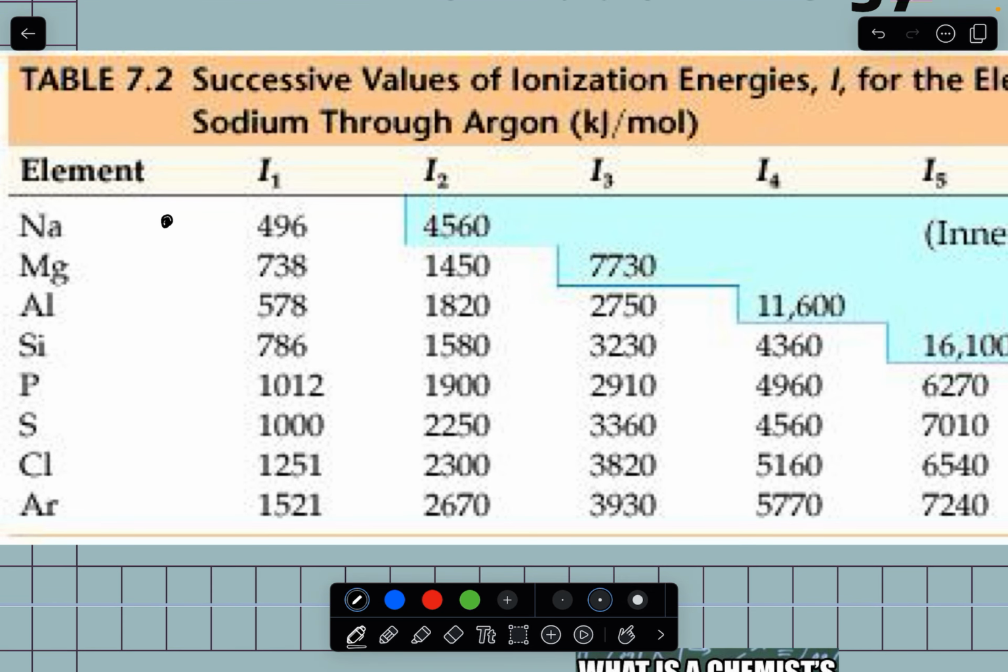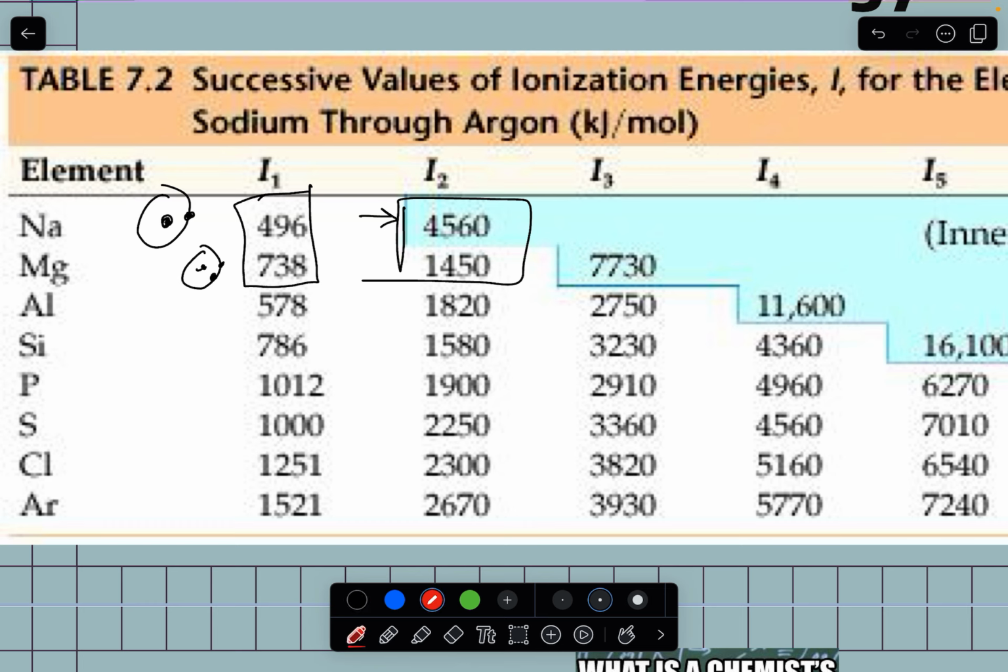I'm just going to draw the valence shell. It only has 1 electron in the valence shell. Magnesium has 2 electrons, right? So that's why when you look at these ionization energies, I1 is low for both of them. But I2, you'll notice that it's significantly higher for sodium than it is for magnesium, because you're not removing a valence shell electron, you're moving one of the outer ones.